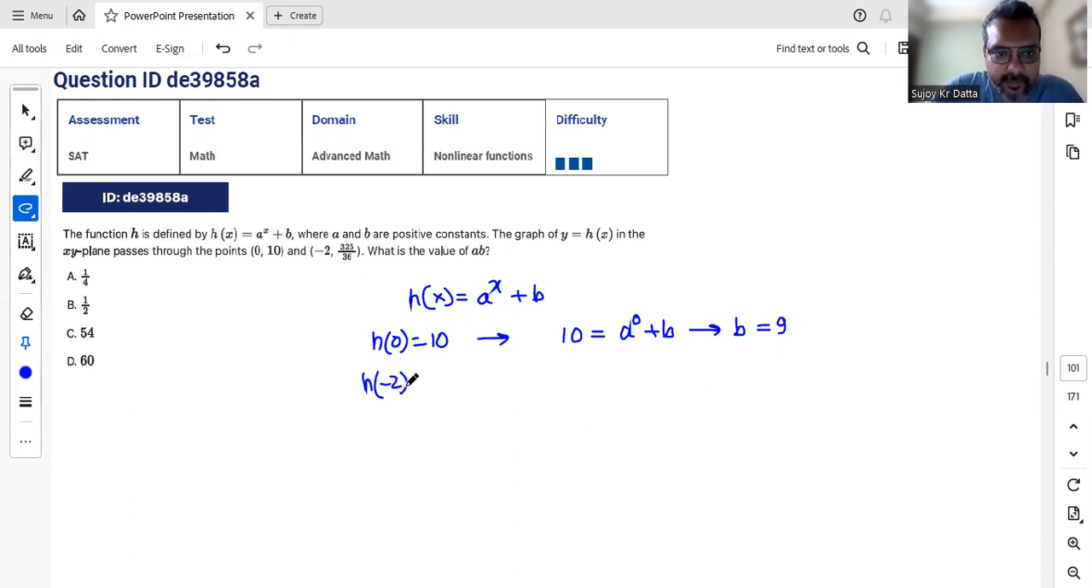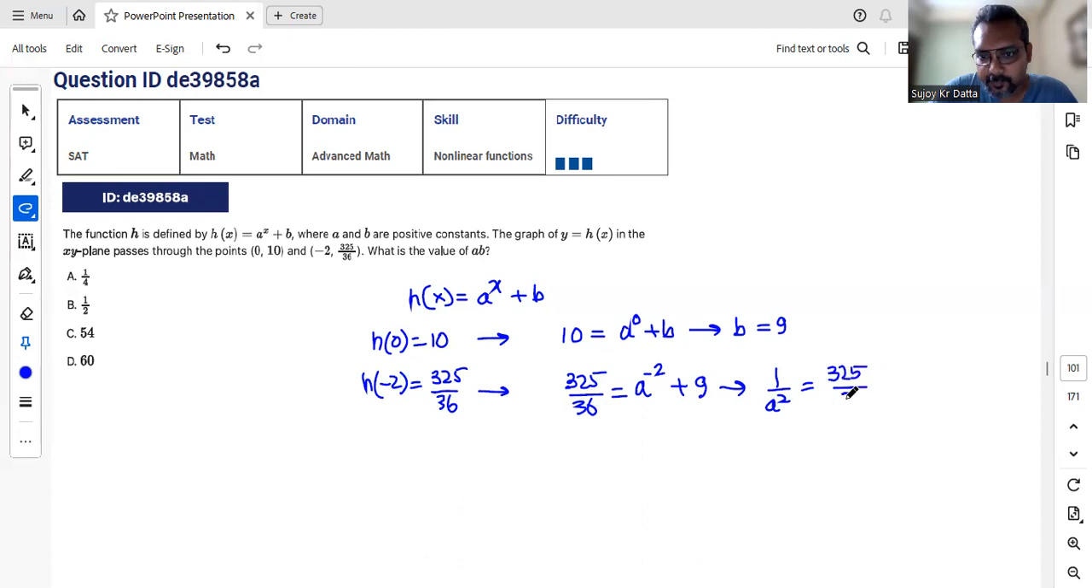And we know that h of minus 2 is 325 over 36. So plugging that in, 325 over 36 is a raised to minus 2 plus 9, because b we know is 9. Simplifying, 1 over a squared comes out to be, now 36 times 9 is 324. So that's basically 325 minus 324 by 36. So 1 over 36. So a squared is 36.